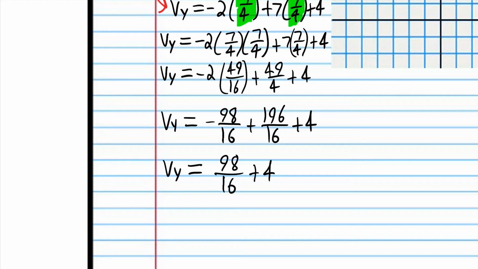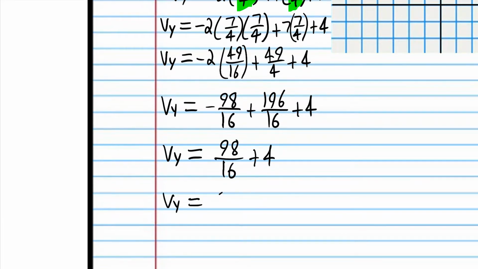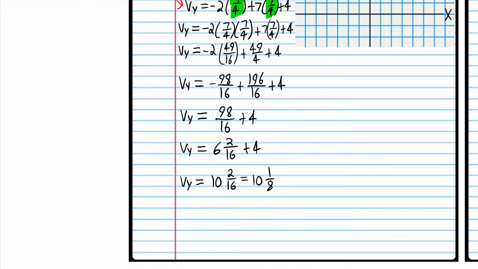And at that point, we want to see how many times 16 goes into 98. And it looks like it goes 6 times. And the remainder, 6 times 16 is going to be 96, so the remainder looks like it is 2. And we have plus 4, and now we can add the 6 and the 4, and we get 10 and 2/16, which is the same thing as 10 and 1/8. I guess I can just keep going down. So now we have the vertex.